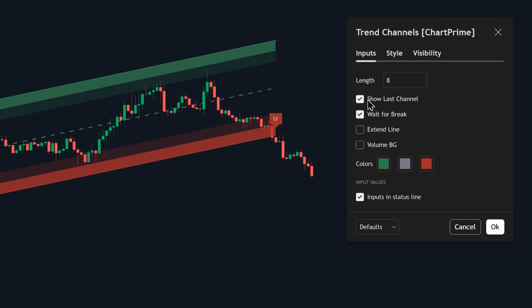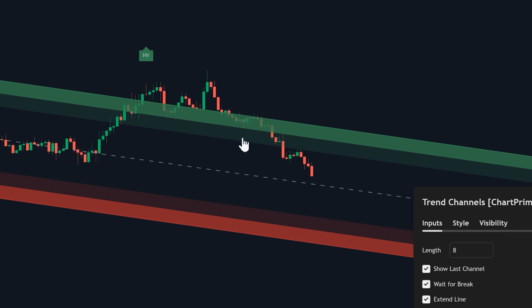Below that, Show Last Channel is usually checked, and this just means it'll only display the most recent channel, which can help keep your chart looking clean. Then there's Wait for Break, which is also checked by default. This setting likely influences how and when the break signals are plotted, ensuring the indicator waits for a confirmed break. Extend Line is an option you can check if you want the channel lines to project further into the future.